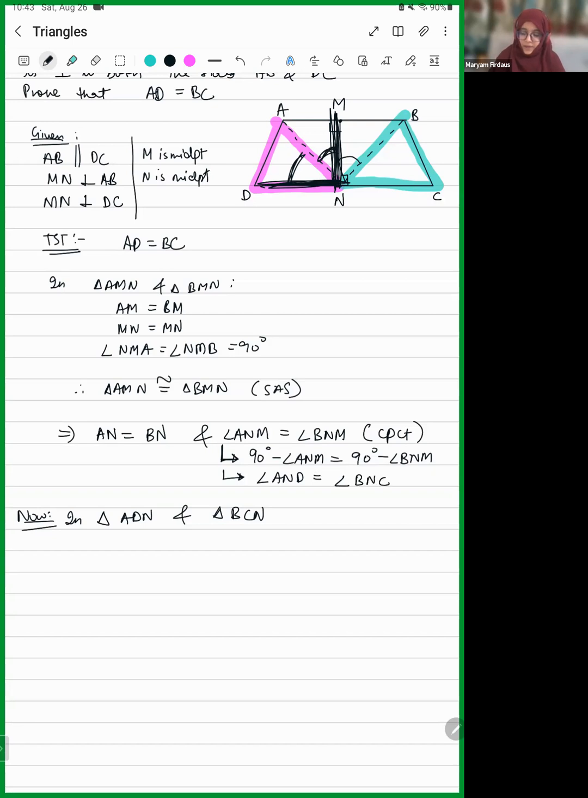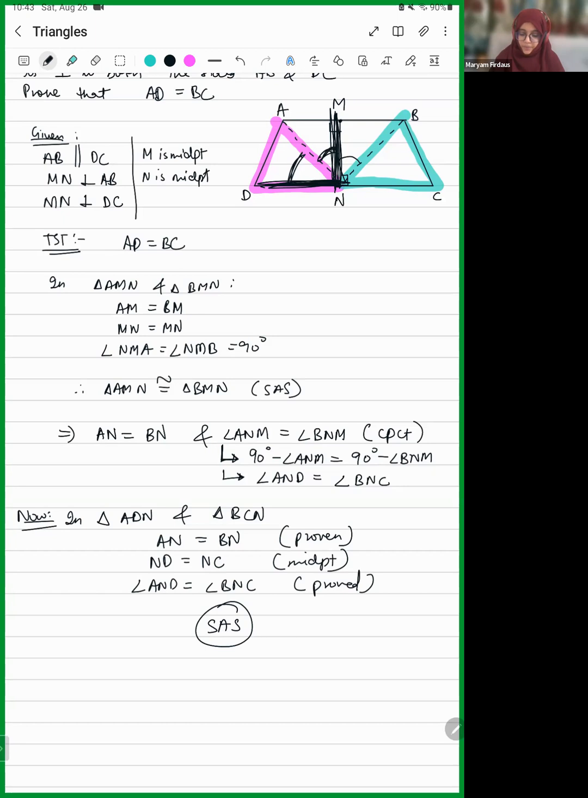Now look at these two triangles. What all is equal? ND is equal to NC because it's a midpoint. AN is equal to BN, we have just proved. Then angle AND is equal to angle BNC, we have proved. So by SAS they are congruent, and so AD is equal to BC.